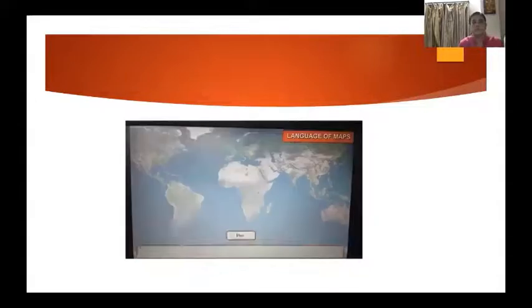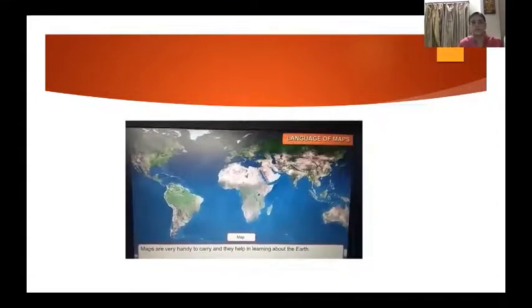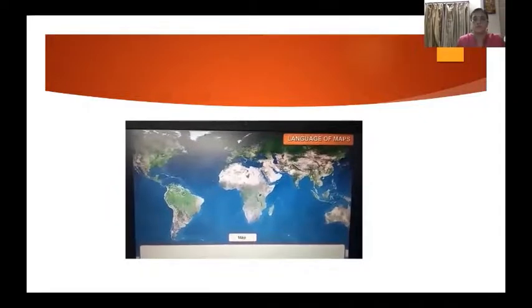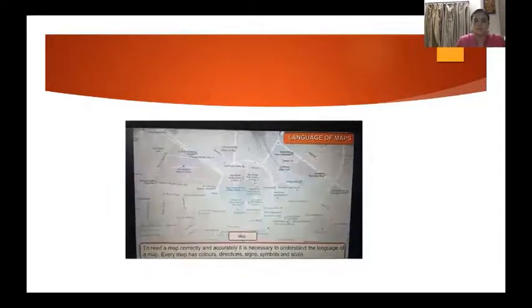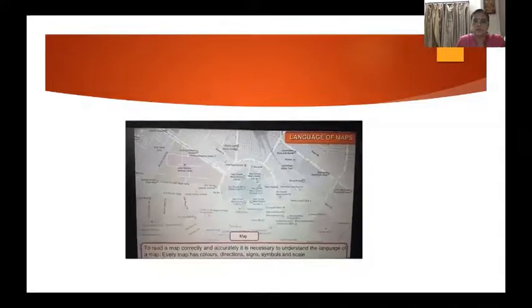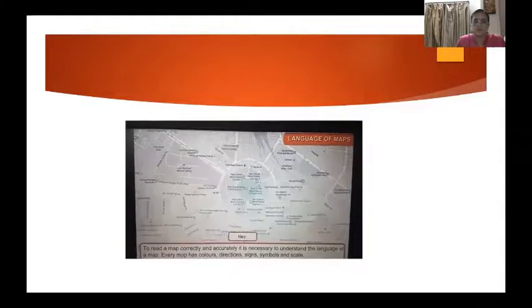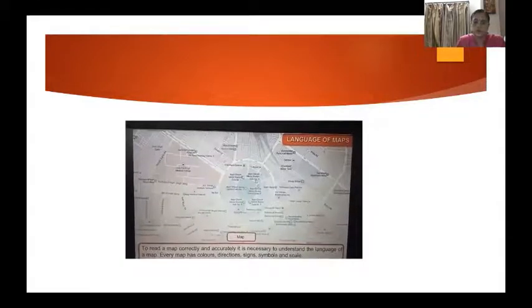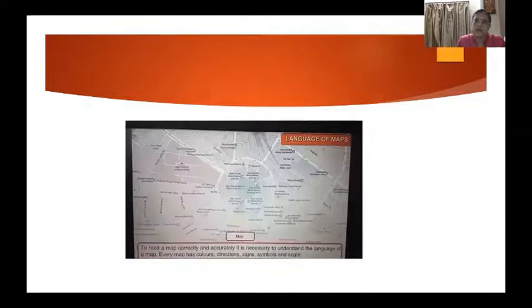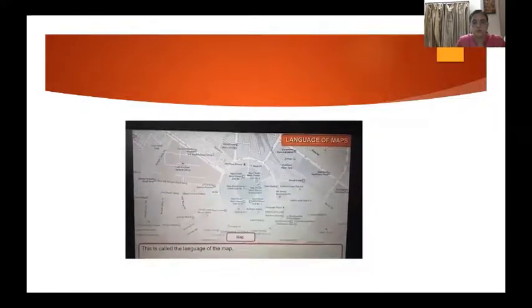Language of maps. Maps are very handy to carry and they help in learning about the earth. To read a map correctly and accurately, it is necessary to understand the language of a map. Every map has colors, directions, signs, symbols, and scale. This is called the language of the map.